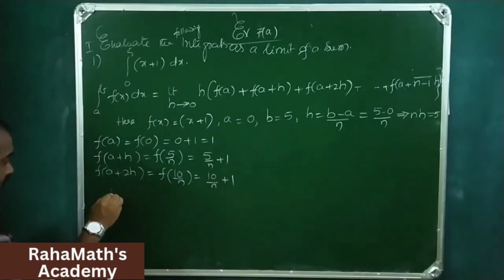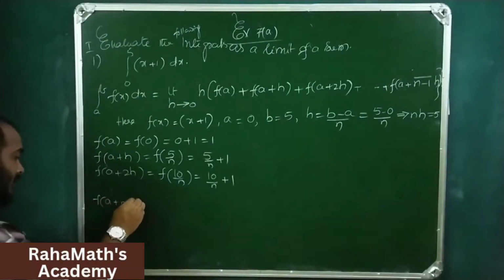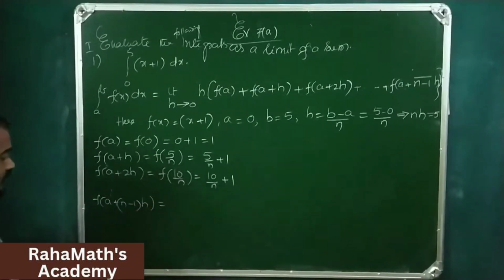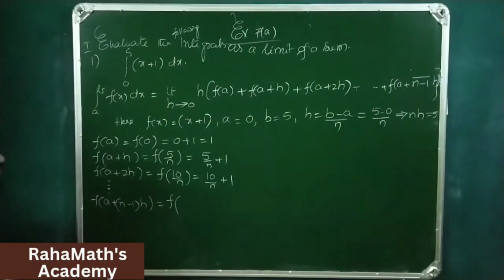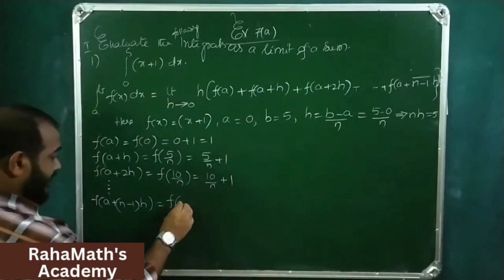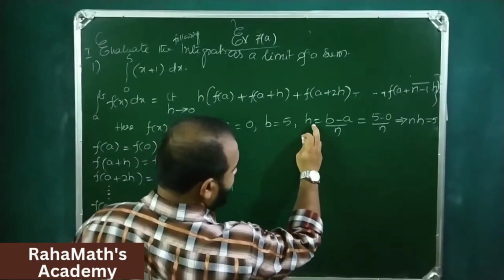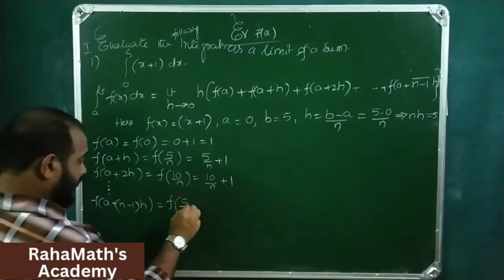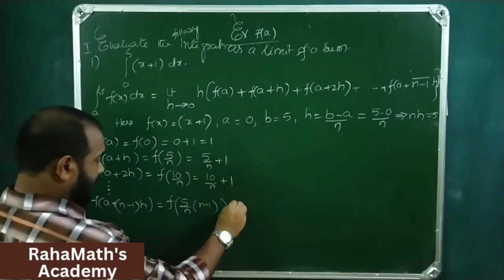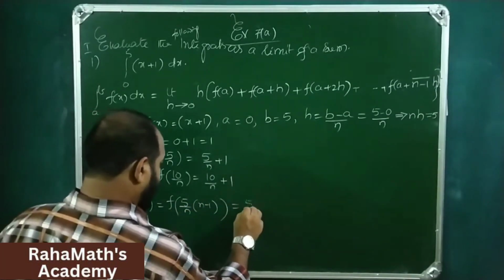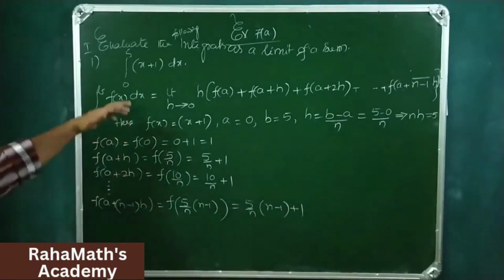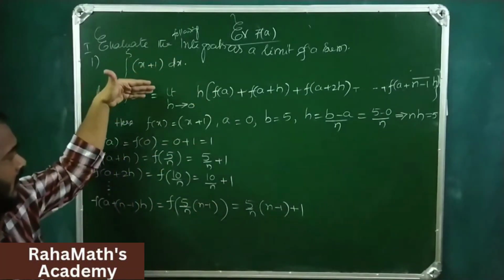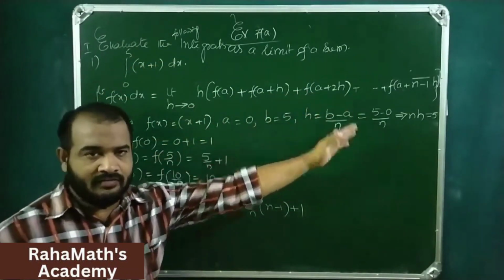And it goes on till f of a plus n minus 1 into h. So we have so many terms, and f of this is n minus 1 into h. h is equal to 5 by n, into n minus 1. That is equal to 5 by n into n minus 1 plus 1. So, let us substitute all of them in the given equation.